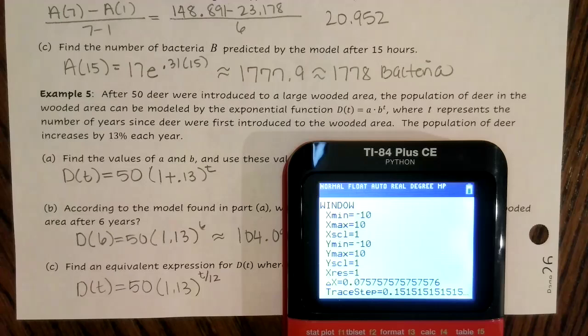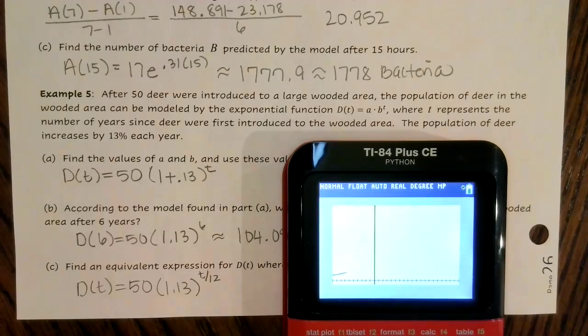All right, so that's our standard window, -10 to 10, but I just asked it to find me 150 for the y, so I know this has to be bigger. Now exponentials grow pretty quickly, so you don't have to open the x very much, but you should open it a little bit just to see what's happening.